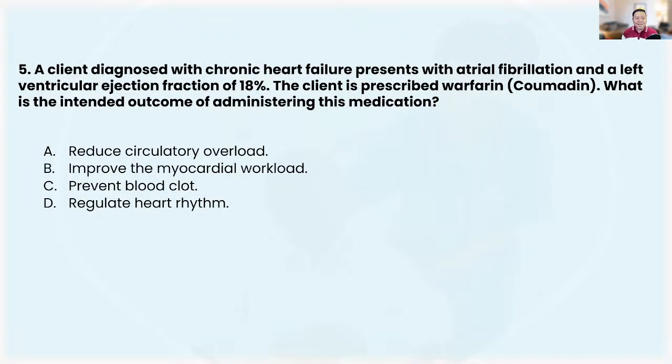All right, a client diagnosed with chronic heart failure presents with atrial fib and a left ventricular ejection fraction of 18%. That is very low, guys. The client is prescribed warfarin. What is the intended outcome of administering the medication? Is it to reduce the circulatory overload? Is it to improve the myocardial workload? Is it to prevent blood clots? Or is it to cause regulation of the heart rhythm?